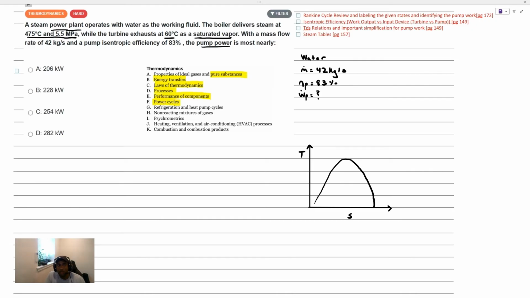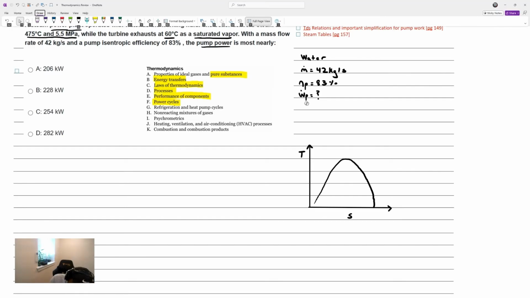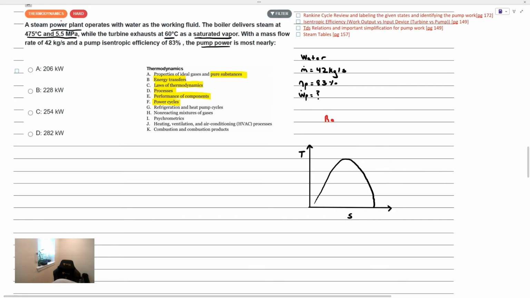Okay, so let's quickly review the steam power plant cycle, which is the Rankine cycle.